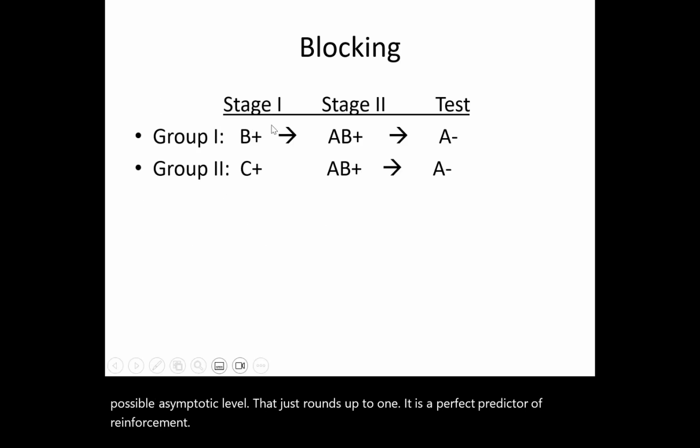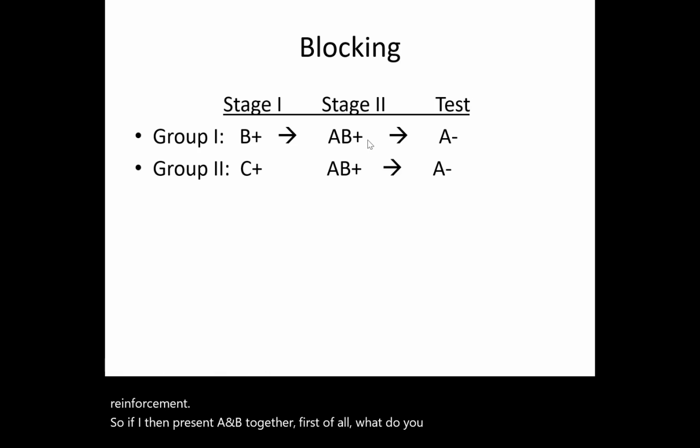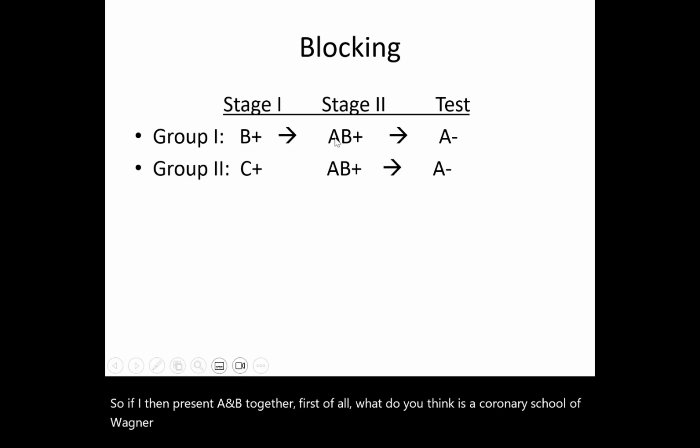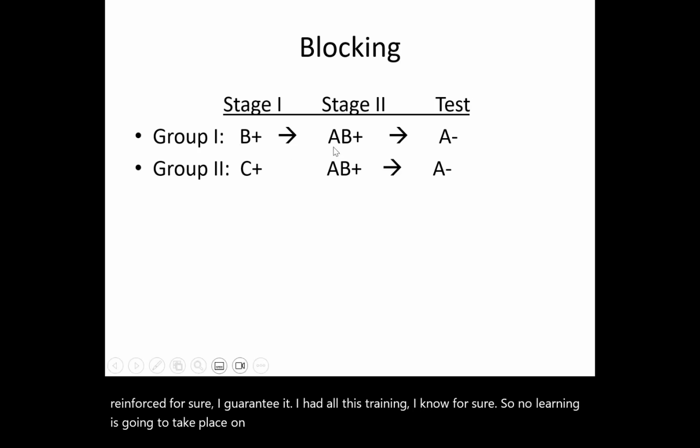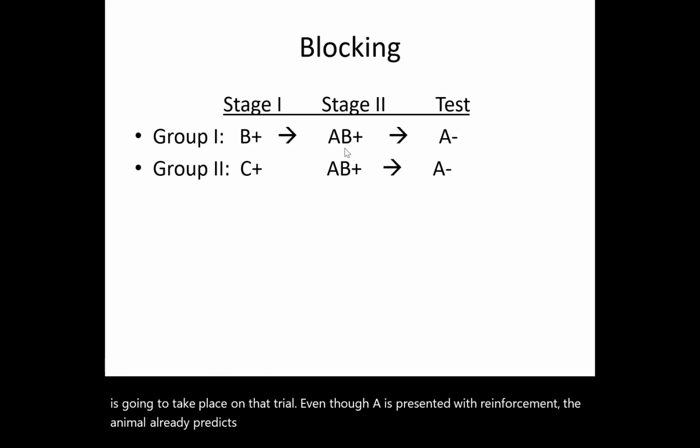If I then present A and B together, first of all, what do you think is, according to Rescorla and Wagner, what is happening here? The animal sees B and goes, oh, I'm going to get reinforced for sure. I guarantee it. I had all this training. I know for sure. So no learning is going to take place on that trial. Even though A is presented with reinforcement, the animal already predicts perfectly its environment. There is no surprise, so there's no learning.